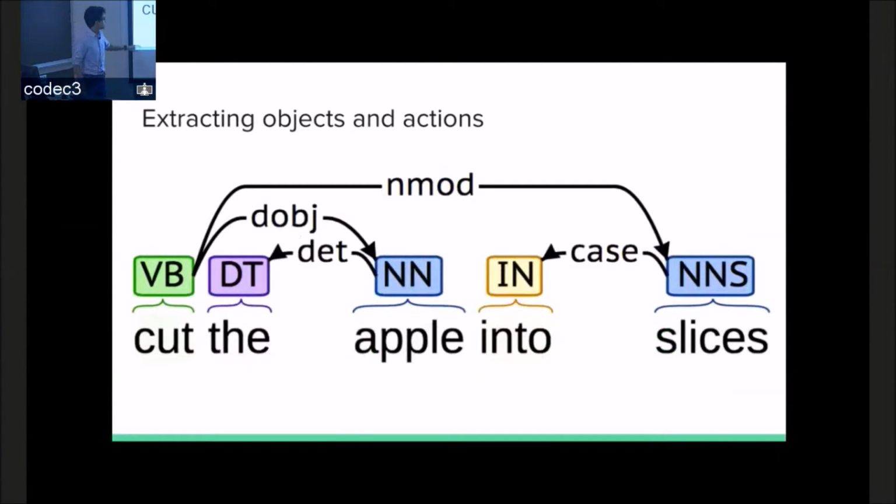This is the dependency parse, and we can use those to find specifically which actions correspond to which nouns. So if we have cut the apple into slices here, and we do a dependency parse, we find that apple is the direct object of cut.